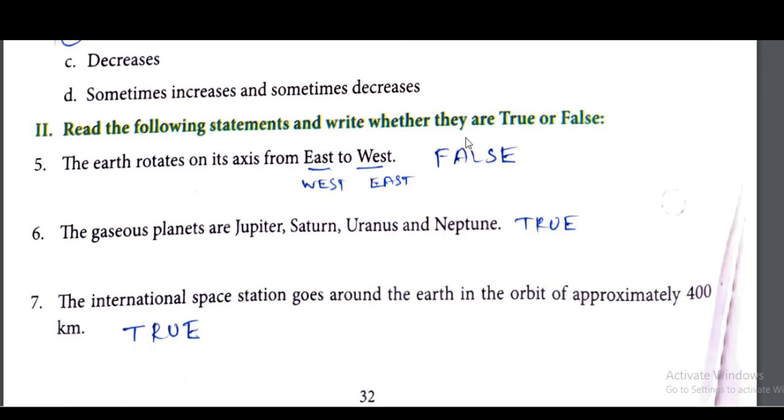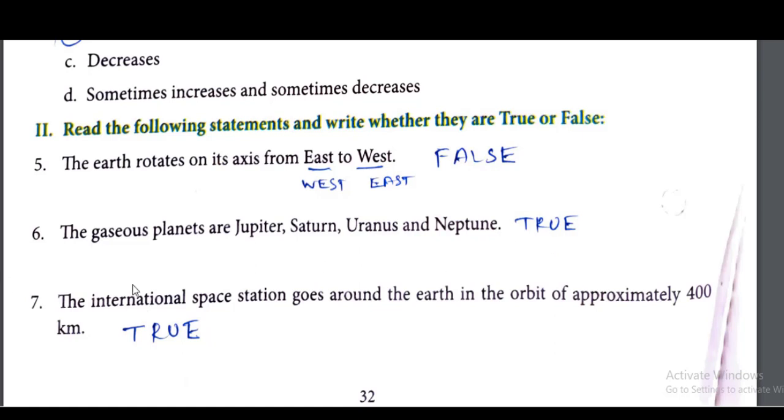Read the following statements and write whether they are true or false. The Earth rotates on its axis from east to west. It is false. The Earth rotates on its axis from west to east. The gaseous planets are Jupiter, Saturn, Uranus, and Neptune.